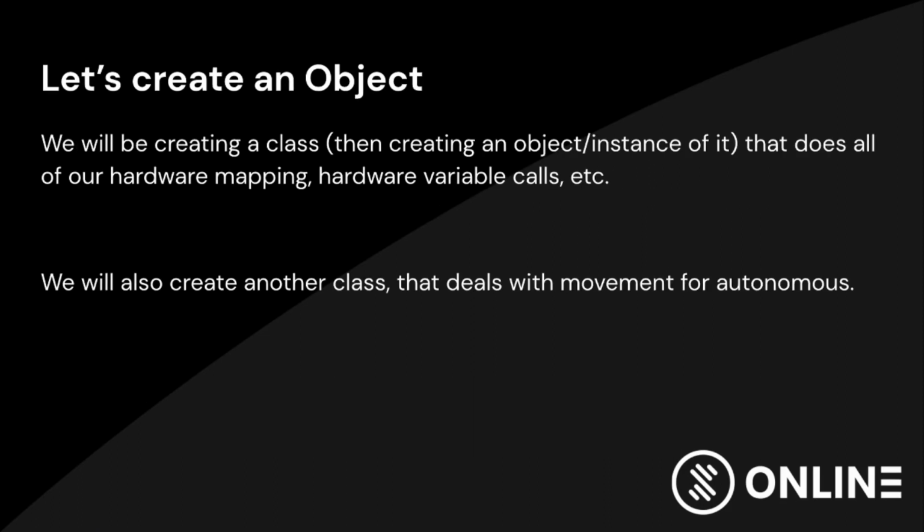So we're going to be creating two classes today that we can create objects based off from. We're going to be creating a class for our hardware, and then a class for our movement. One's going to be called robot, and it's going to have hardware variable calls, hardware mapping, and they're going to be dealing with movement, and potentially our encoder code that we might get to if we have time today.